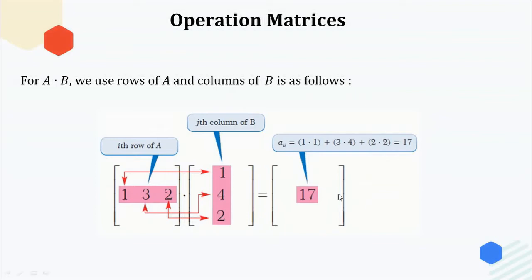So from here, let's take a look deeper. If we want to multiply these matrices, you need to multiply 1 times 1, after that add the plus symbol with 3 times 4 plus 2 times 2, and then calculate them. You will get the result 17. So without further ado, let's jump to the example.